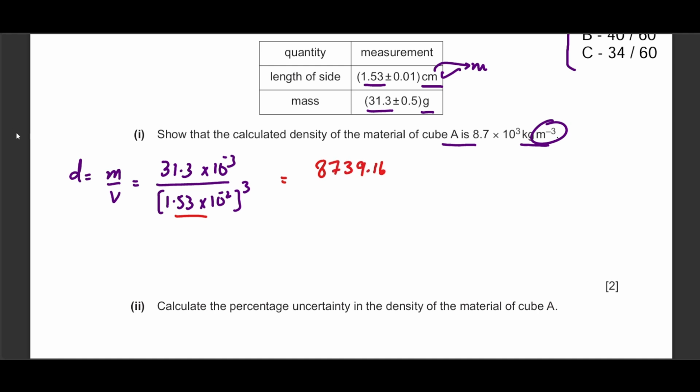8739.16. Now, since I take full values, your answer might slightly differ in a few decimal places, but we have successfully shown that this is 8.7 into 10 raised to the power 3 kilograms per meter cube. This is what the examiner wanted us to show.